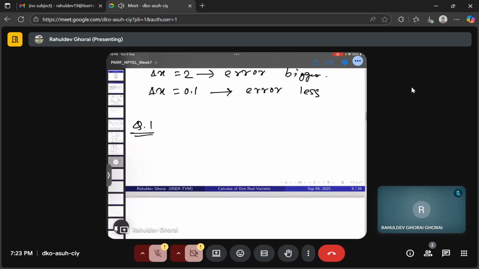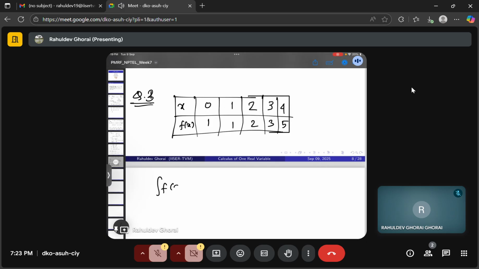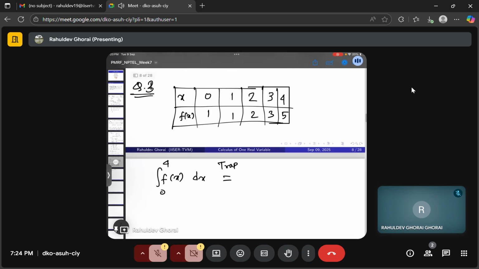Let's say you are given question 3, where the data are given like this: x, f(x): 0 then 1, 1 then 1, 2 then 2, 3 then 3, and 5 at 4. Then find the integration of f(x) from 0 to 4, dx, using the trapezoidal rule.